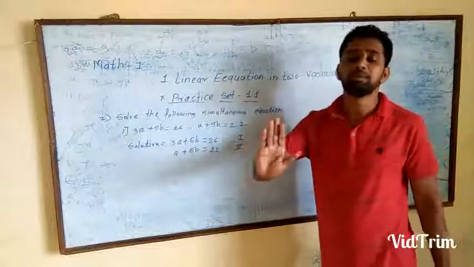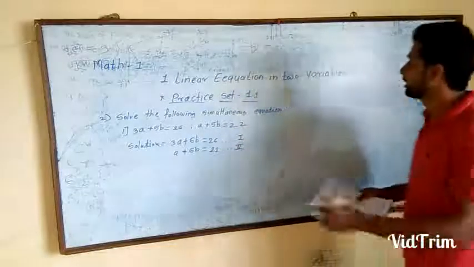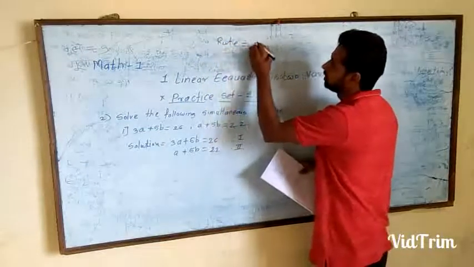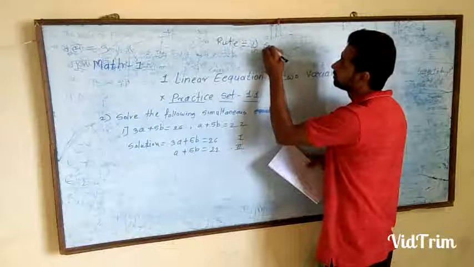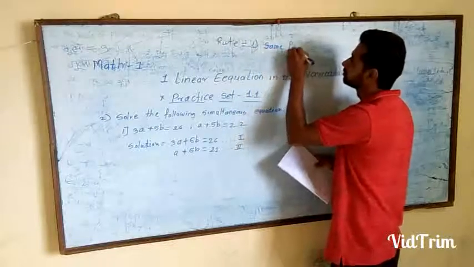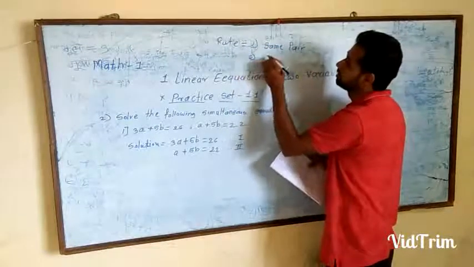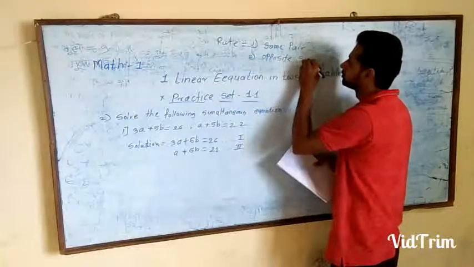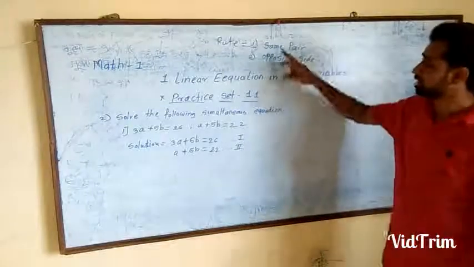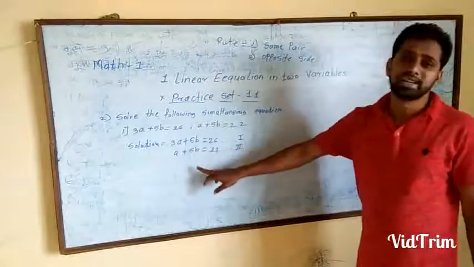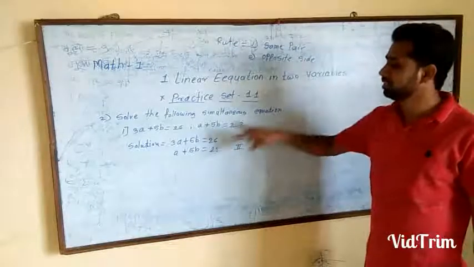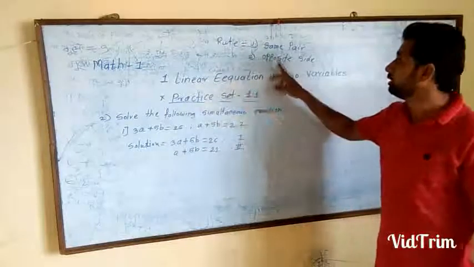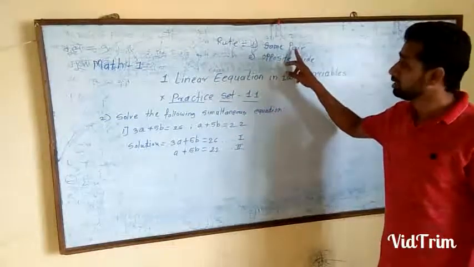So you may remember the two rules of this simultaneous linear equation. That is, one is the same pair and second is the opposite sign. If there are same pairs, we can cancel them. If there are opposite signs, we can cancel them. But there is no opposite sign here.